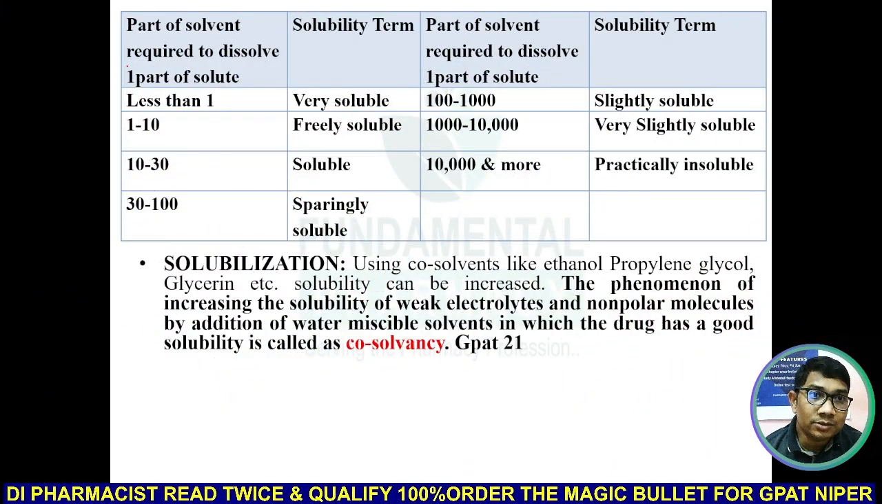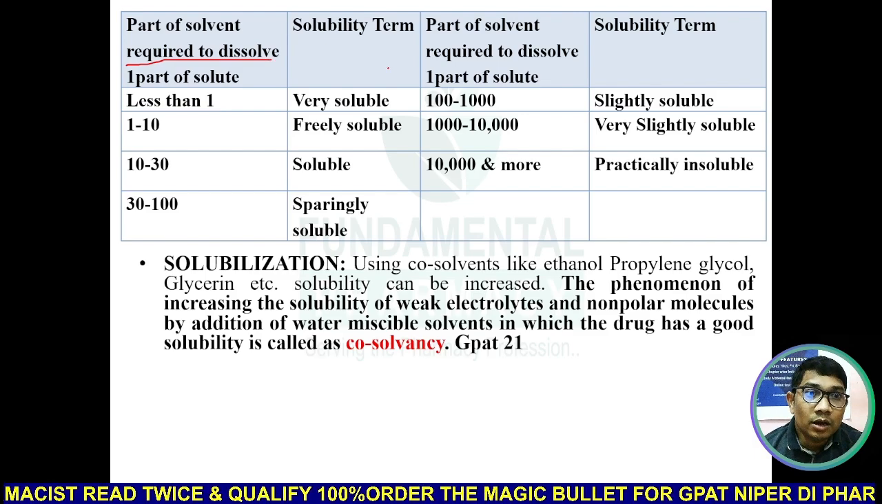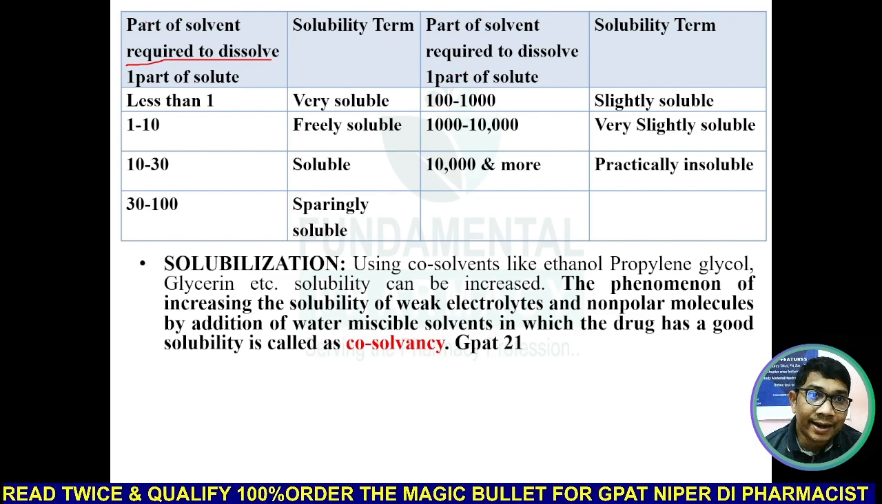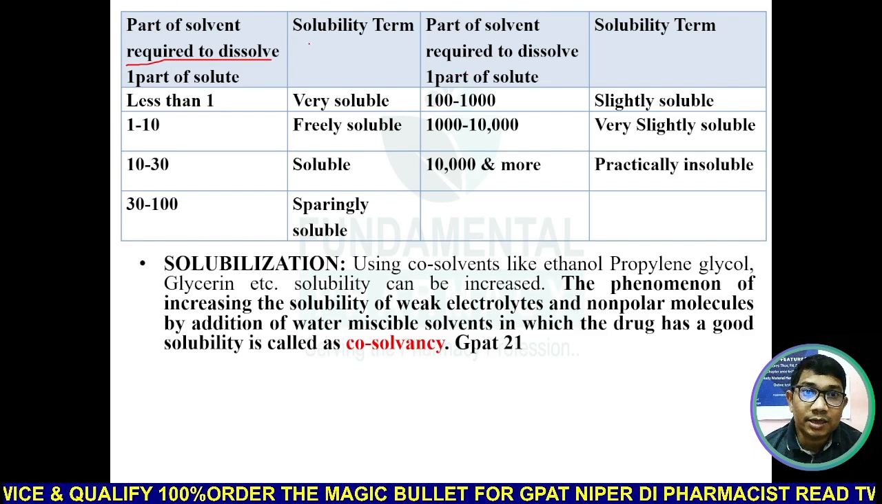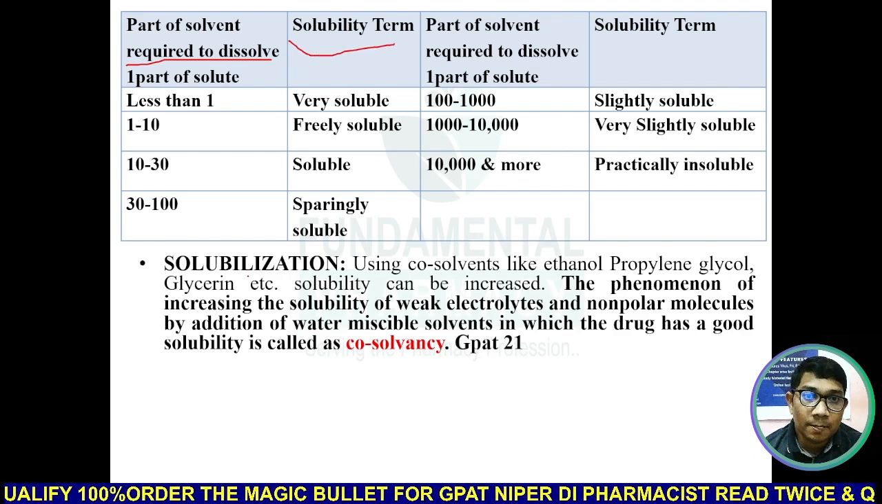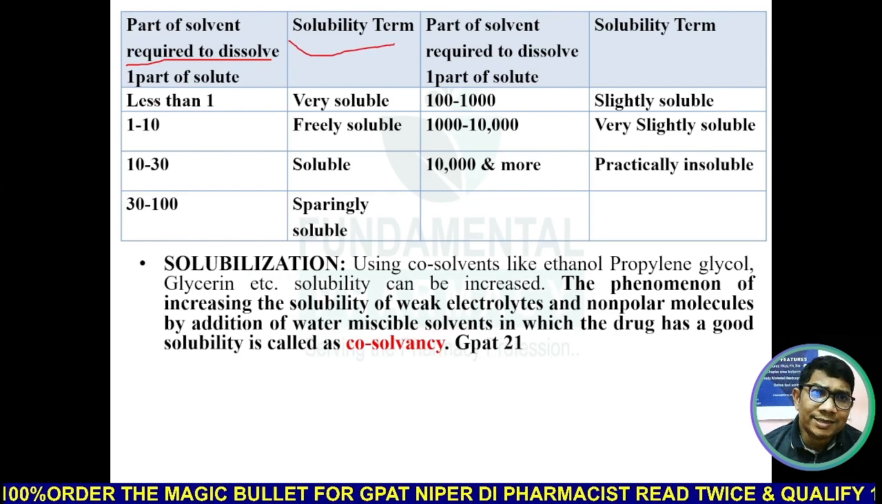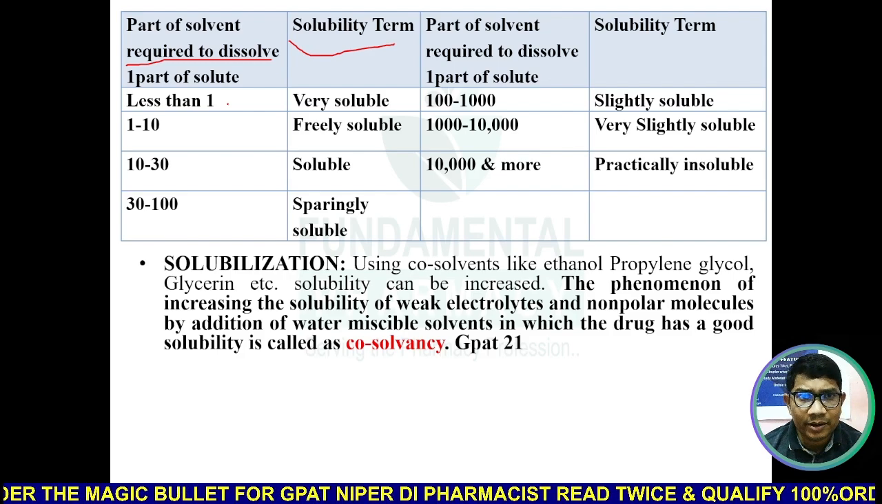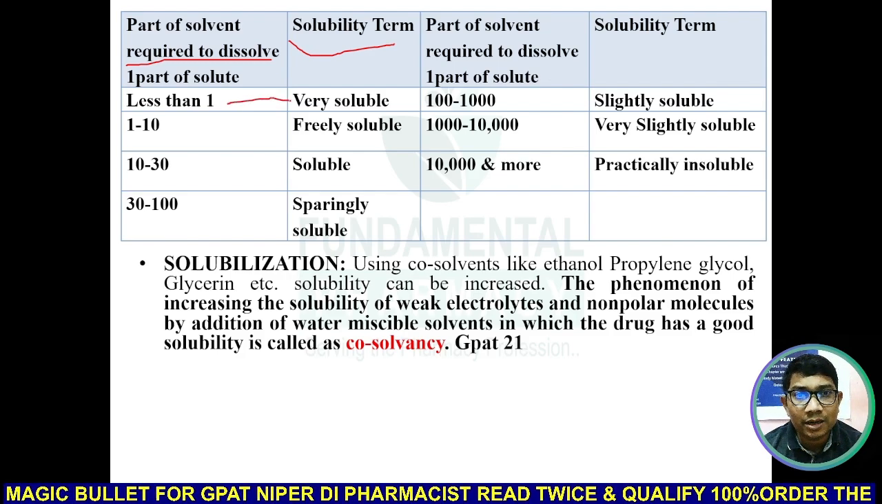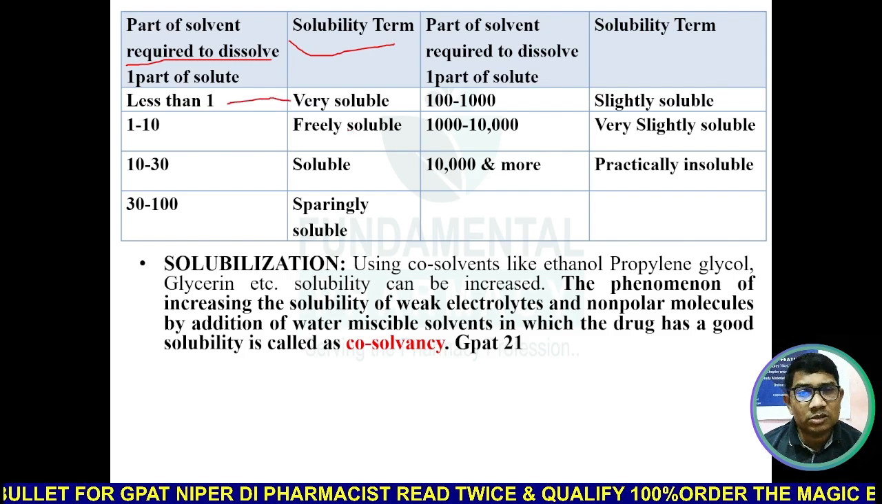Parts of solvent required to solubilize or required to dissolve one part of solute, and then according to that solubility terms. So if less than one part of solvent is required to solubilize only one part of drug or solute is known as very soluble.